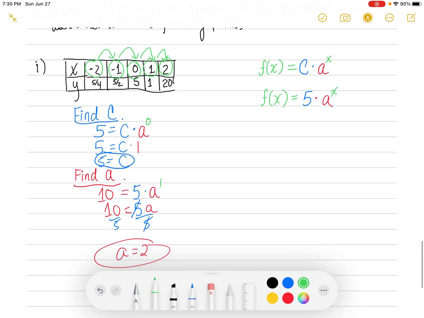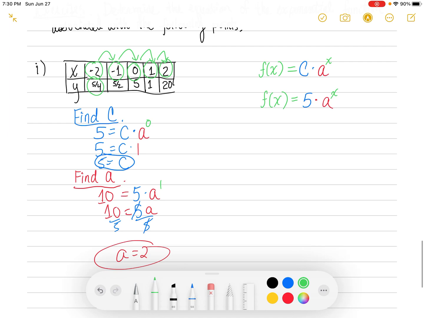The x's are moving forward by 1, plus 1, plus 1. Now figure out what the y's are multiplying by. If you go from 5/4 to 5/2, you had to multiply by 2. To get from 5/2 to 5, you had to multiply by 2.